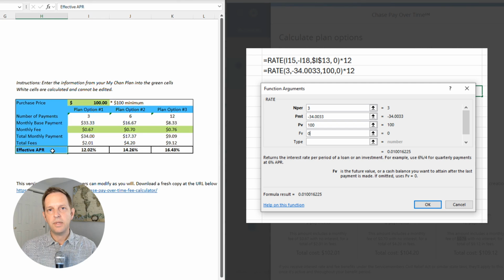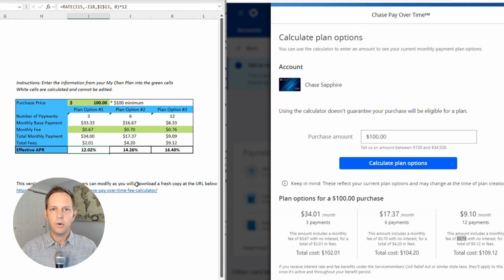As I click into the effective APR formula, you can see I'm using this rate function. It's a built-in functionality in Excel. It's also in Google Sheets. This formula takes the purchase price, the number of payments, and the total monthly payment to calculate the effective interest rate. So you can use this formula in Excel or Google Sheets if you want to, or you can download this spreadsheet from my website.